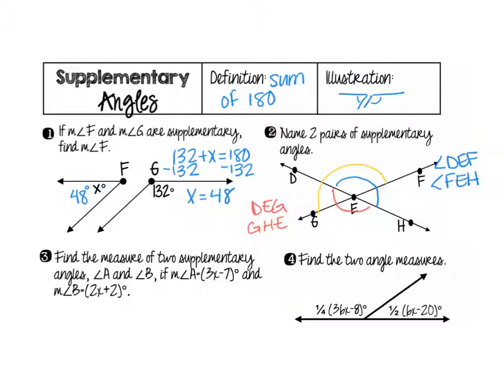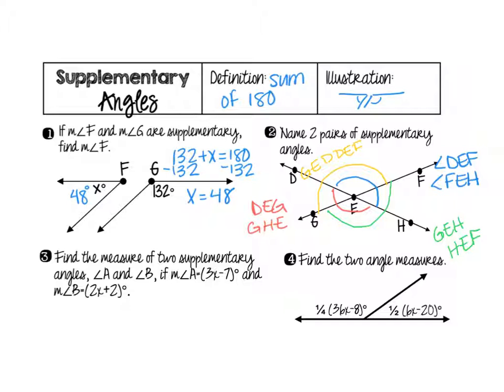I could look at it here and say that GED and DEF. And I could also look at it on this side and say GEH and HEF. Those are all pairs of supplementary angles. Now let's look at number 3 and number 4. Those are very similar to the examples that we did in the complementary side.